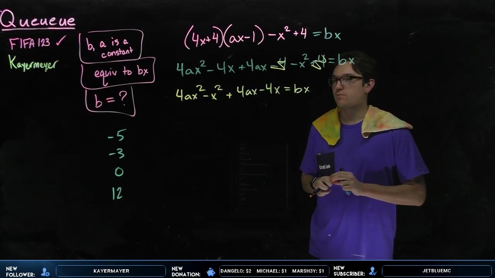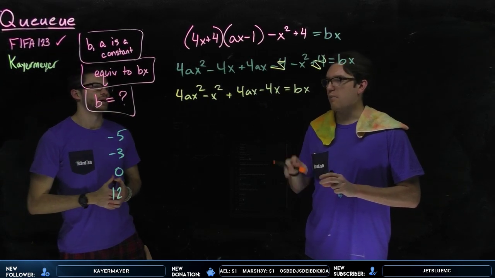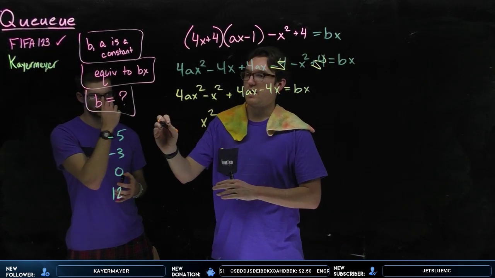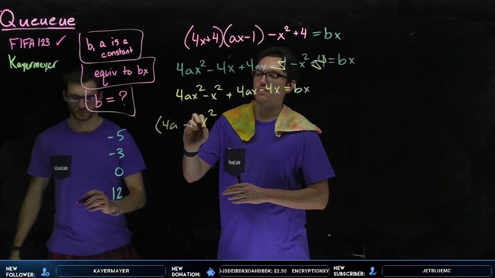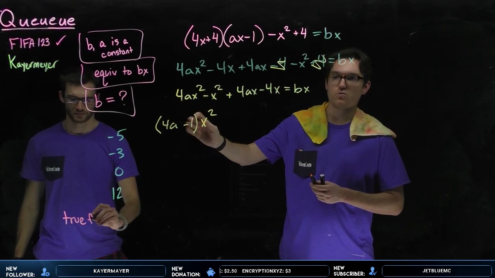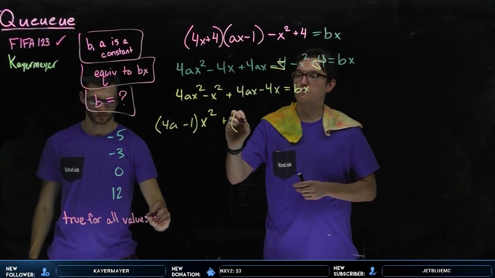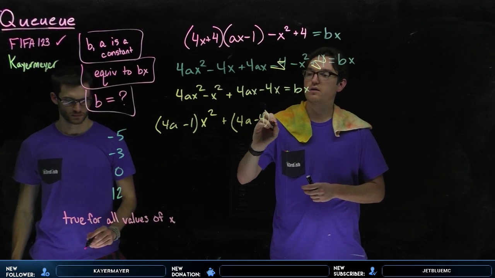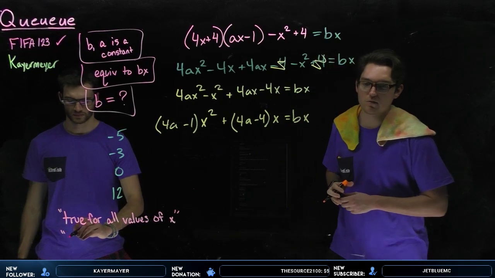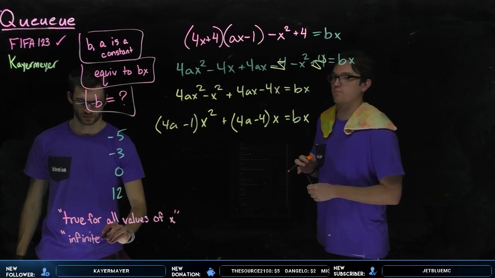First thing I want to do is, is this asking us to do quadratic? I'm going to factor out an x squared here. I'm going to find the full coefficient of x squared. That's going to be 4a minus 1. Does that make sense? x squared is in both these terms. We have 4a minus 1. I'm going to factor out an x over here. So this is going to be 4a minus 4 times x is equal to bx, b equals 4x plus 4 times a minus 1. We'll see.